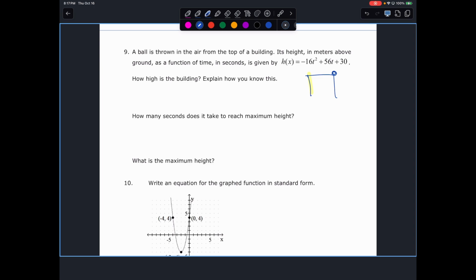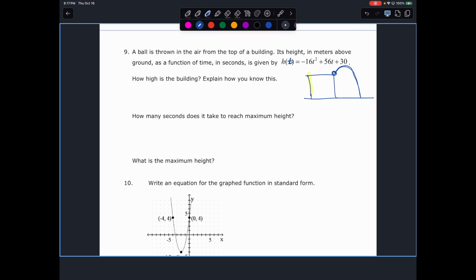The ball is thrown from the top of a building, so it's going to be thrown in this path, which, as you can see, is an upside down parabola. Its height in meters above the ground as a function of time in seconds is given by h of t. This is a t, by the way. h of t equals negative 16t squared plus 56t plus 30. So t represents the time in seconds, and h represents the height in meters.